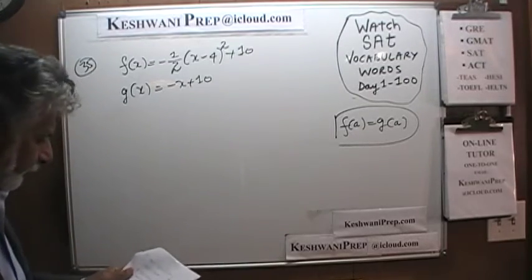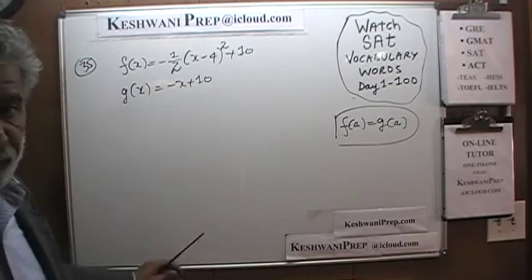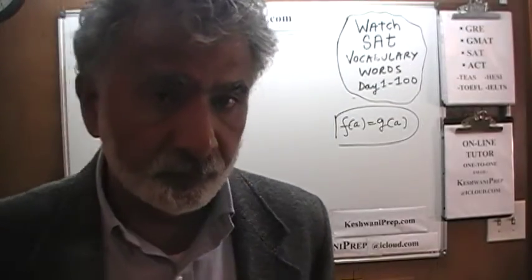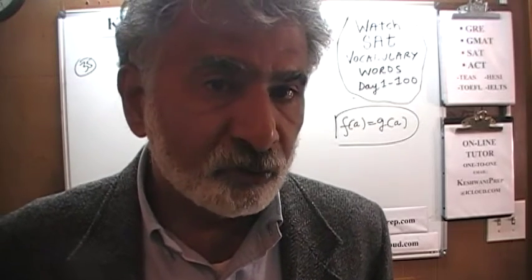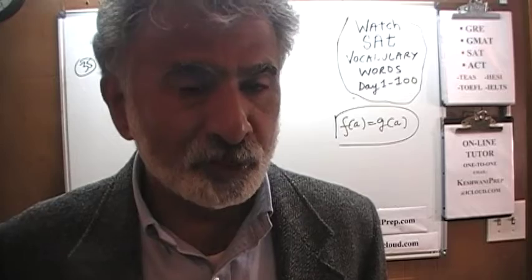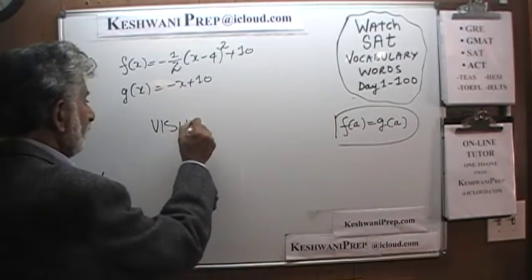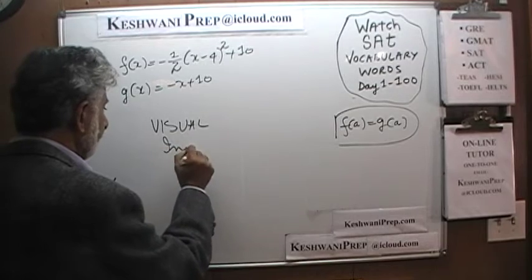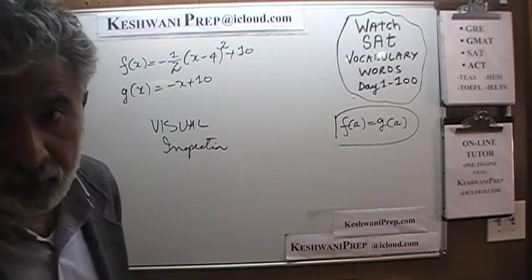Now in this problem, the question is, what is one possible value of a? We have two choices. One choice, which is a little bit dangerous, you have to be careful and very attentive, is to simply solve it visually, purely by visual inspection. What that simply means is that you look at it carefully and see where they cut each other.